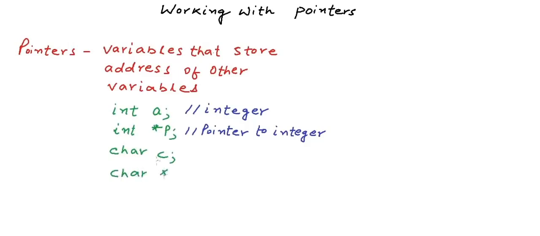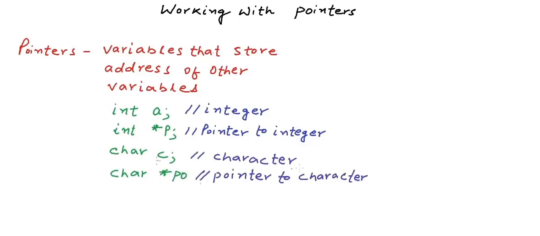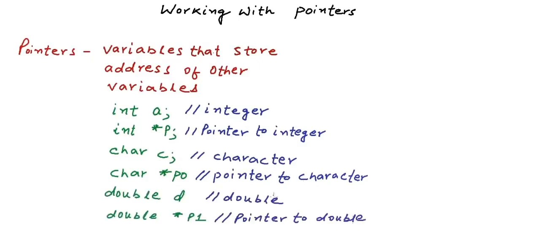We put an asterisk sign, and let's say the name of the variable is p0. So c is a character variable and p0 is a pointer to character. And similarly, we can have a pointer to double. And we can also have pointers to a user-defined structure or a user-defined class.